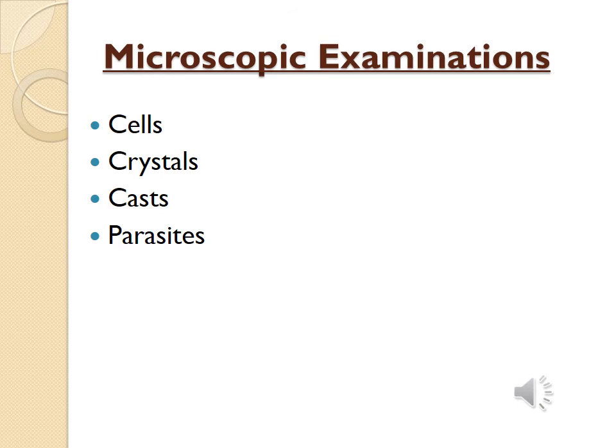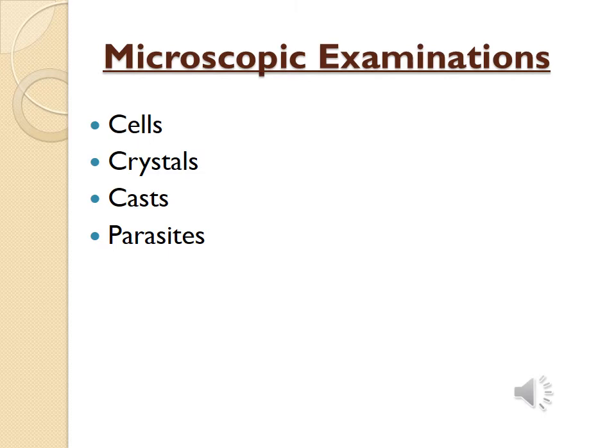We finished the physical and chemical properties of urine. Now we check the microscopic examination of urine. In a microscopic examination of urine, we take urine in a test tube and we centrifuge it, and then we remove the supernatant and check the deposit and examine the deposit under the microscope.